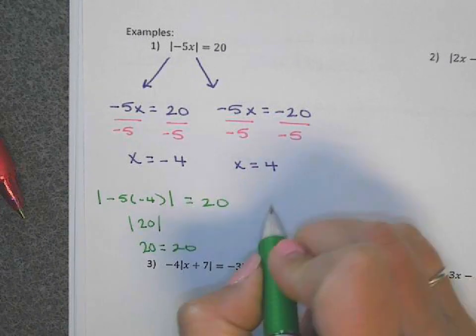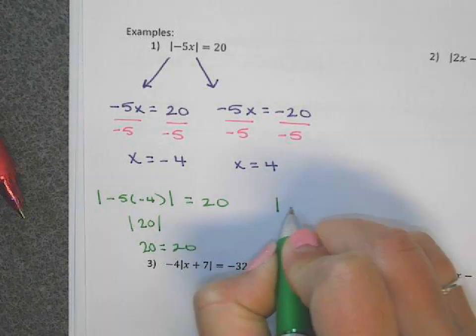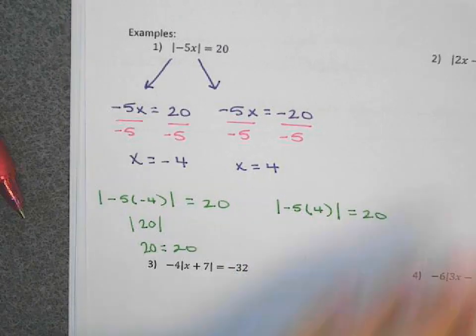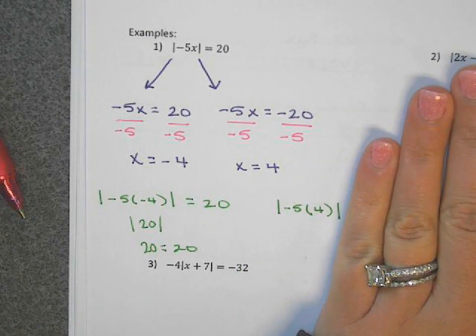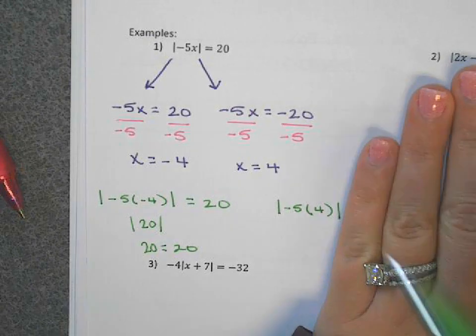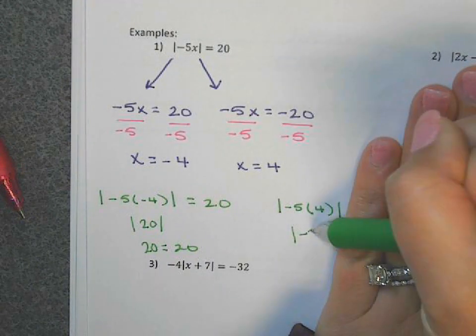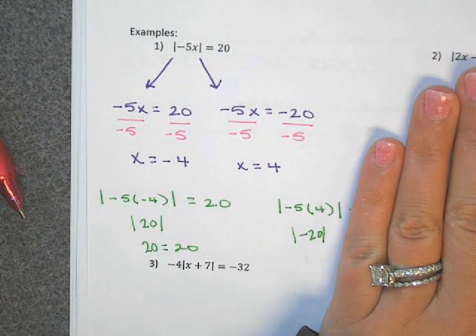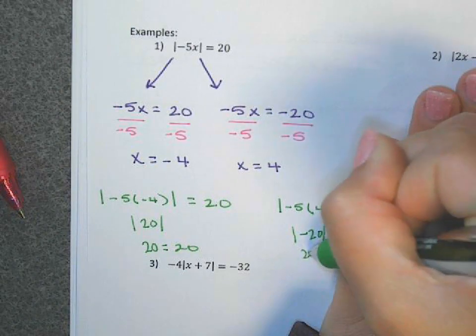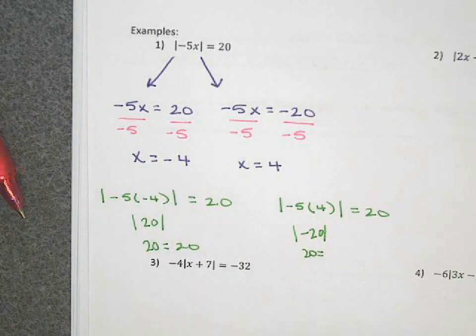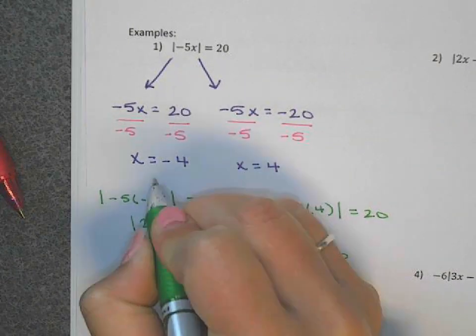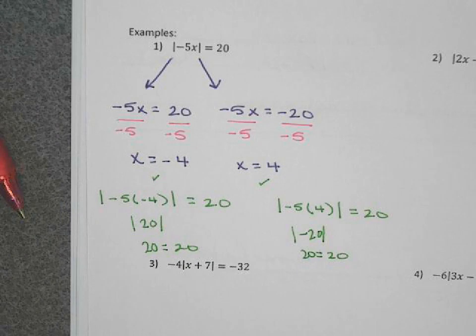Okay. We're going to do the same thing. We're going to plug in 4 this time. So the absolute value of negative 5 times positive 4 equals 20. Cover up the right side. We're going to simplify just the left side. Negative 5 times 4 is negative 20. But what's the absolute value of negative 20? 20. Equals, the right side we have to simplify. Oh, it's already simplified. It's 20. Does 20 equal 20? Yeah, so when we plugged in negative 4, it worked. When we plugged in 4, it worked. And we checked both of our solutions.